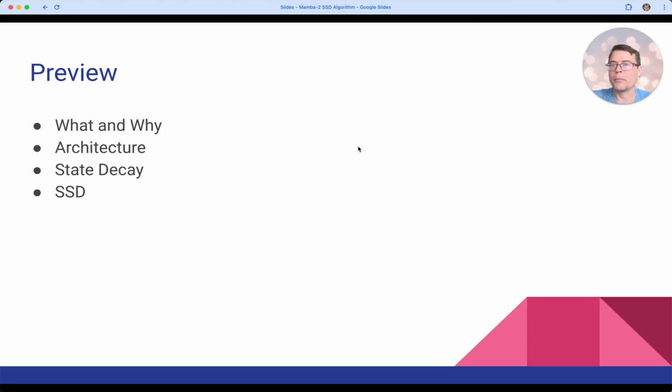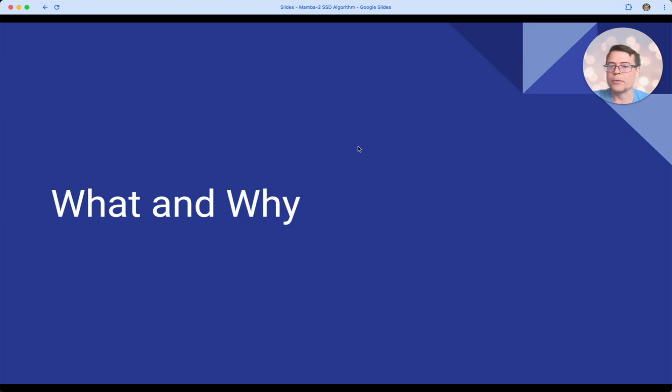We're going to look a little bit at the what and why of Mamba-2. We'll look at the architecture itself, and we'll look at two algorithms, the state decay or segsum algorithm and the SSD algorithm at the core of Mamba-2. All right, so let's start with what and why.